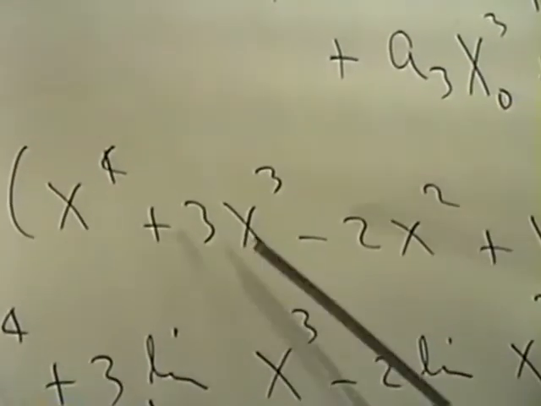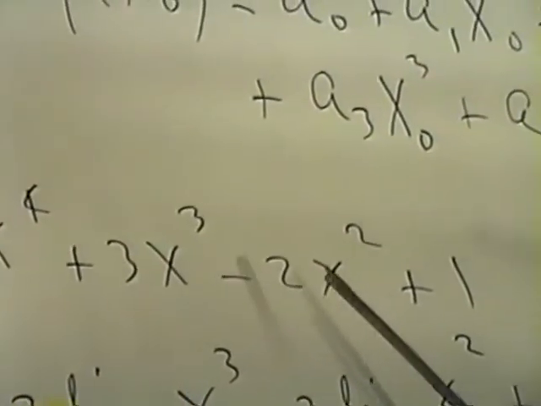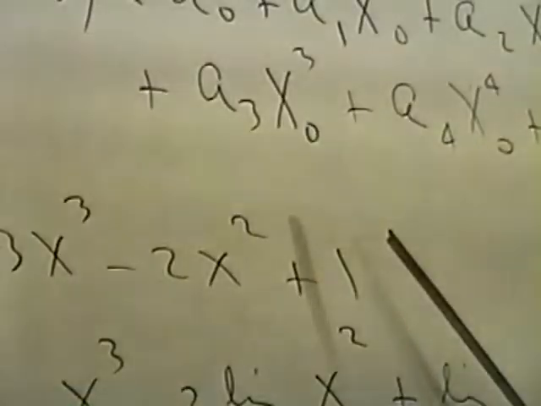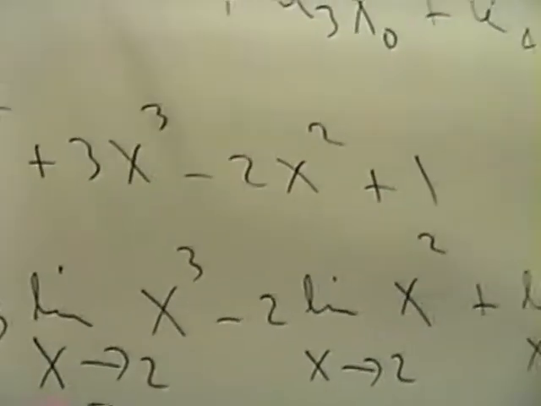So the limit as x approaches 2 of x to the 4th plus 3 times x to the 3rd minus 2 times x to the 2nd power plus 1 is equal to 33.